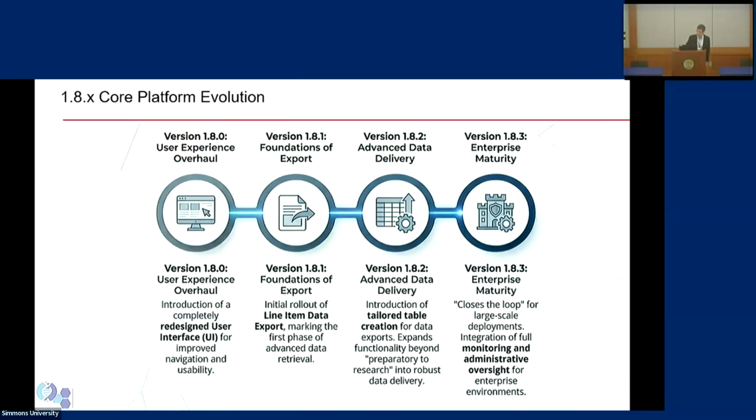Then in 1.8.2, we added an advanced data delivery. It allows you to create custom analytic tables, which transform the fact table back into something that looks more like Excel. But this is really good for specific analyses, not when you're trying to do data exploration or cohort finding. When you actually want to find the mean value of hemoglobin A1C for diabetic patients over a 3-year period, you can now define that in a custom analytic table.